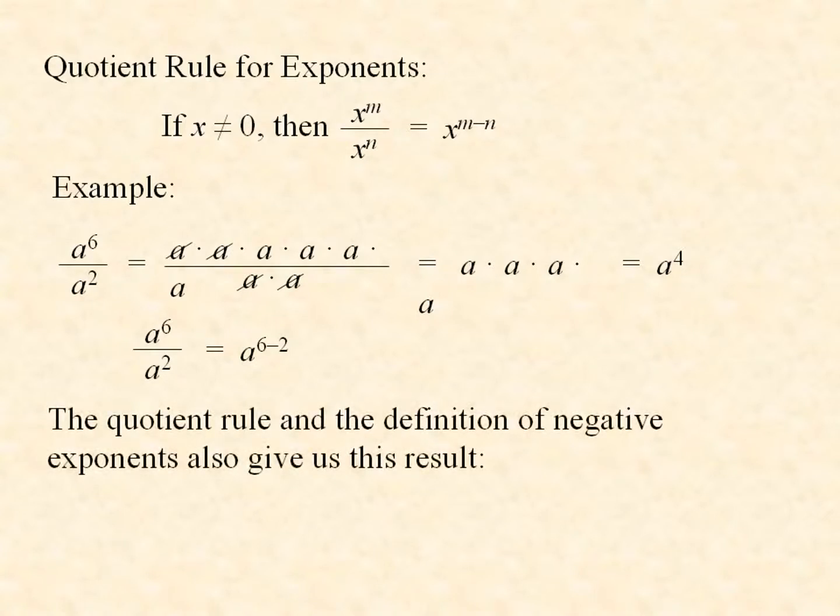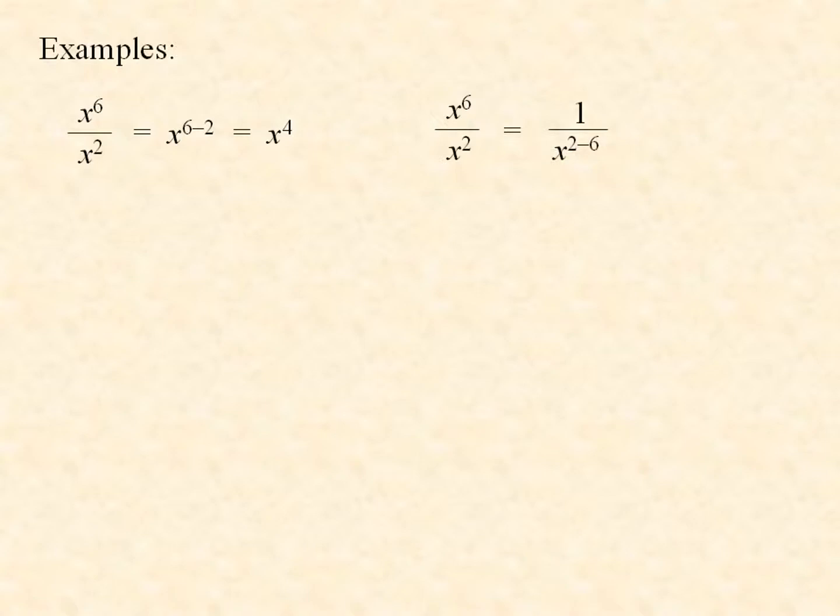The quotient rule and the definition of negative exponents also gives us this result. If x is not 0, then x to the m minus n is 1 over x to the n minus m. Here are some examples. X to the 6th over x squared is x to the 6 minus 2 by the quotient rule, which is x to the 4th. We can look at this another way. X to the 6th over x squared is 1 over x to the 2 minus 6, or 1 over x to the negative 4. So you see 1 over x to the negative 4 is the same as x to the positive 4.